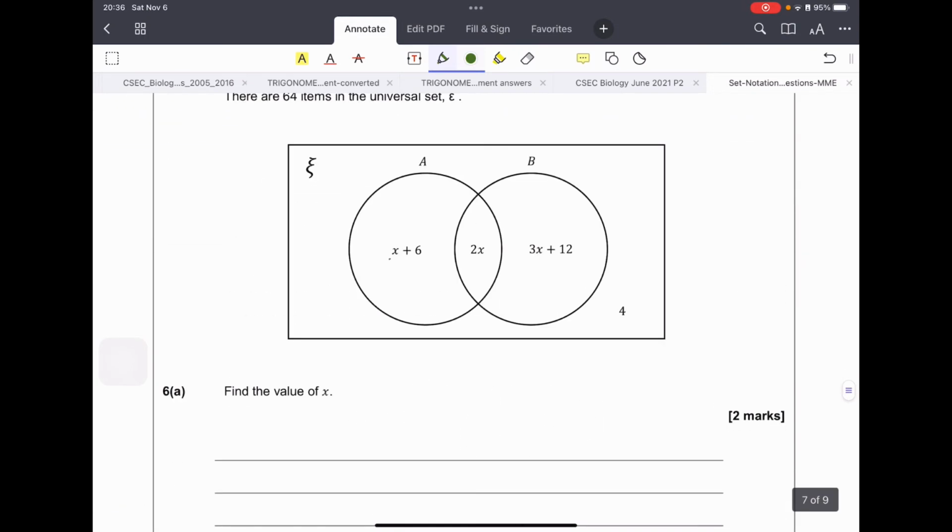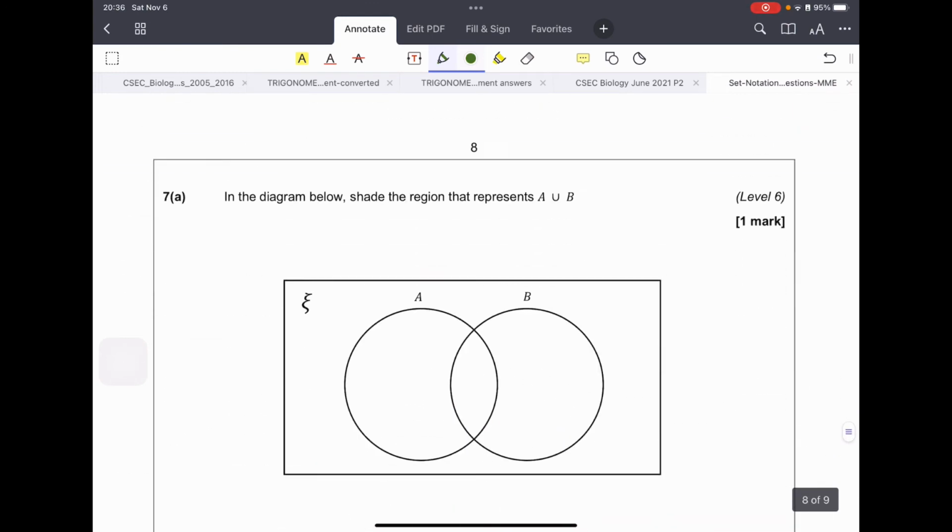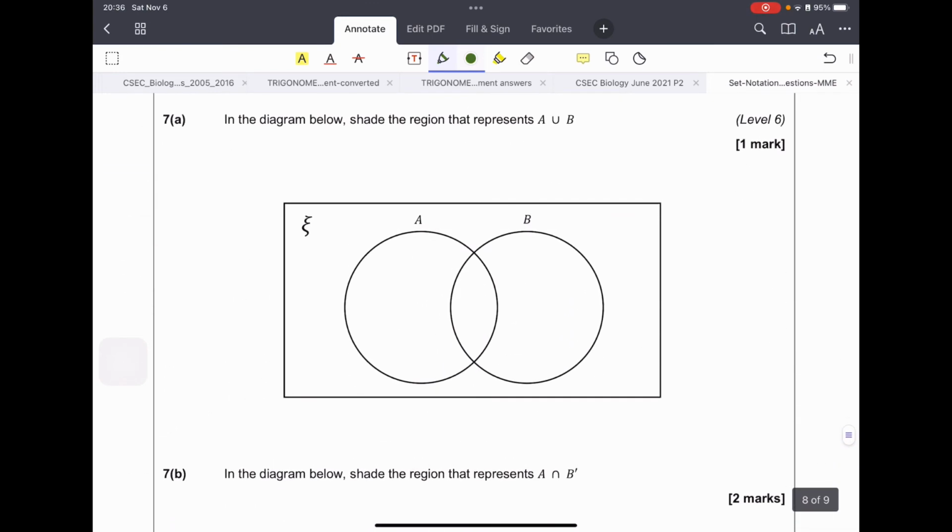Now this, as I said, that's some algebra. We can't do that yet. We'll do that soon. Okay? Okay. Let's do some more shading.